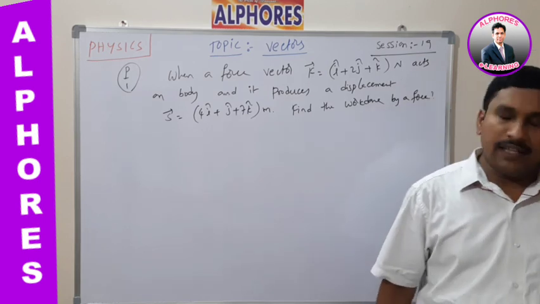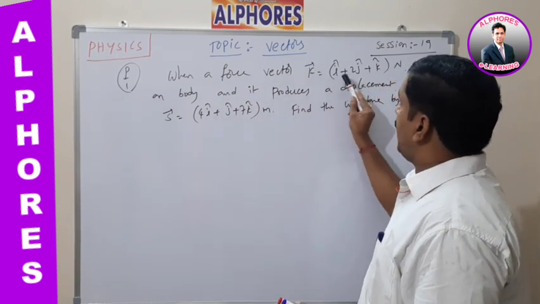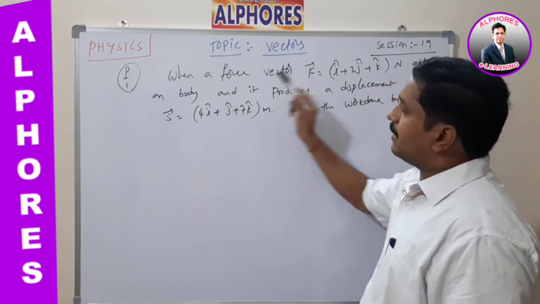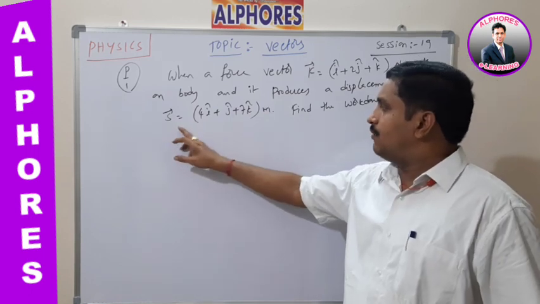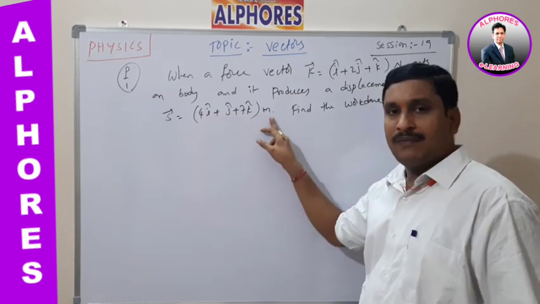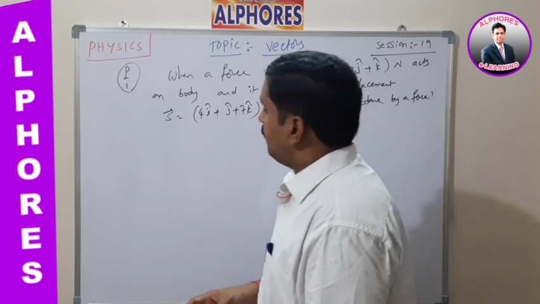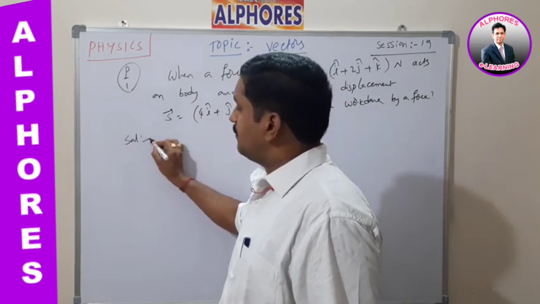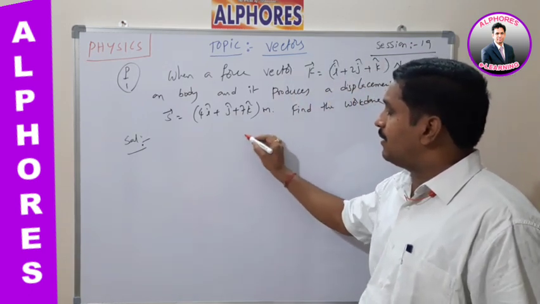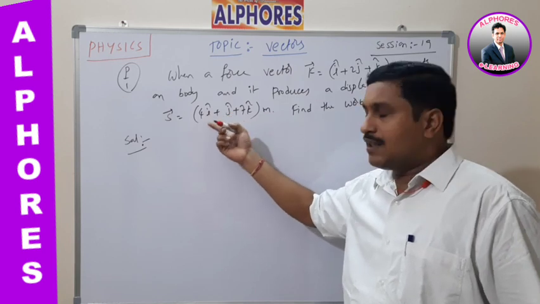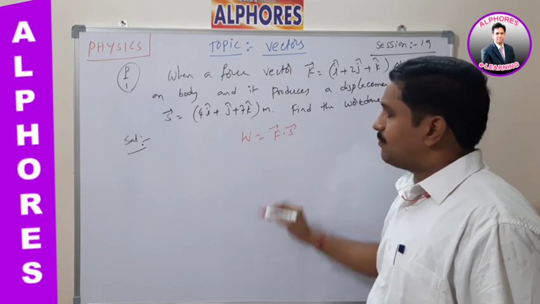Okay. Here, listen carefully. When a force vector F bar is equal to i cap plus 2j cap plus k cap newtons acts on a body, and it produces a displacement S bar equal to 4i cap plus j cap plus 7k cap meters, then we have to find the work done by the force. Now how to find this work done? We know already from the examples of dot product. It is very simple. Please tell me the formula for work done in terms of force and displacement. Here they are giving the displacement vector directly. Listen carefully, the work done is, by the general formula, force vector dot displacement vector.